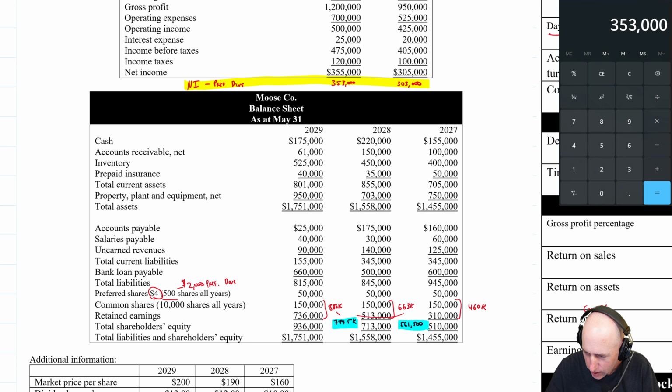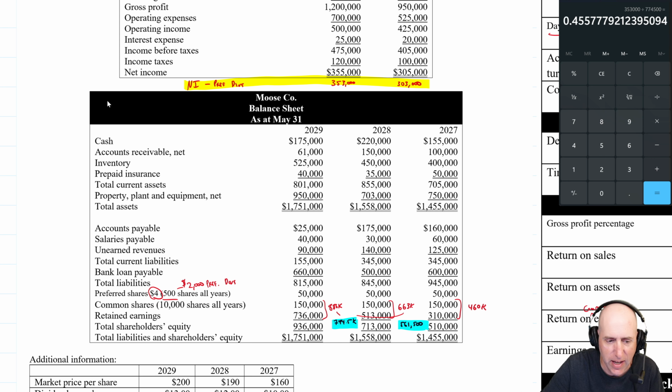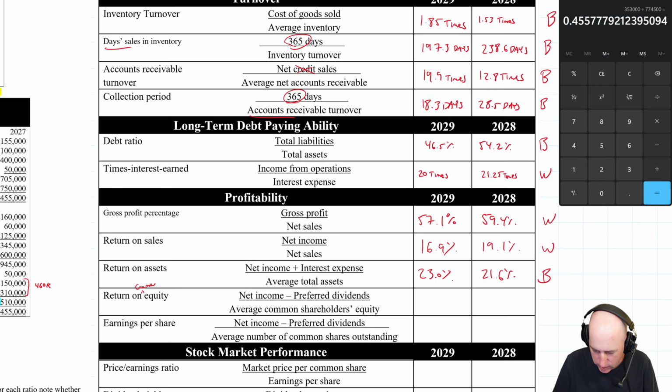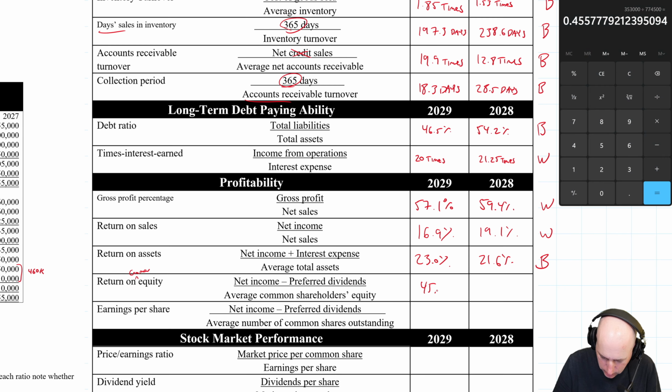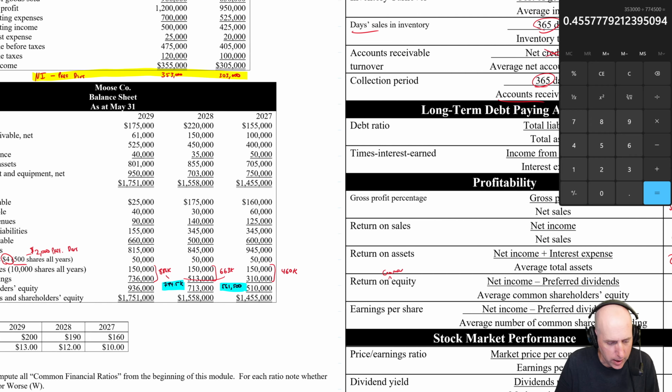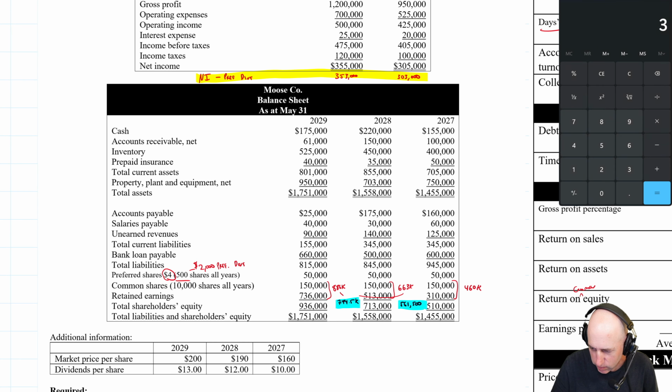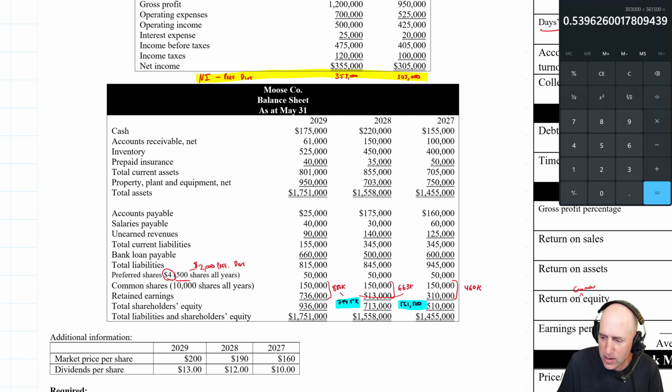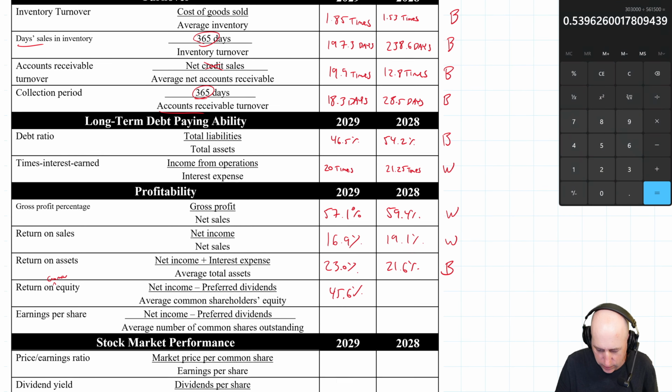353 divided by 774,500, we get 0.456, or 45.6%. And the year before, it was 303, the yellow, divided by the blue, 561,500. That's 53.96%, which rounds up to 54%.